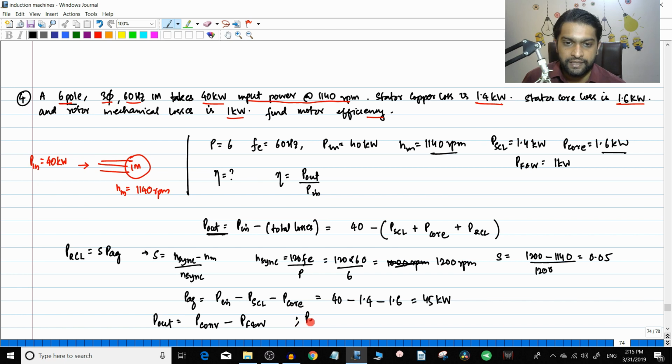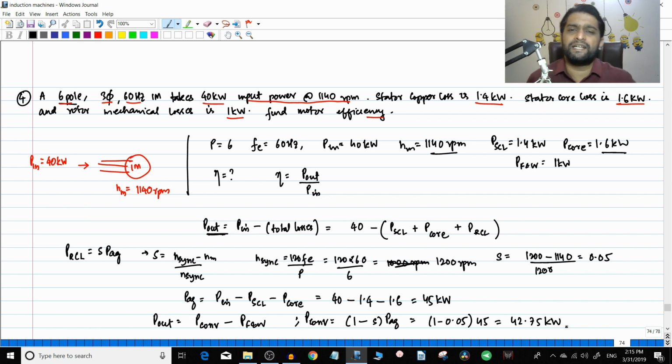So the converted power, P converted, is equal to (1 minus S) into PAG. You have these direct relations, so these formulas are very useful. So this will be equal to (1 minus 0.05) into PAG, which is 45 kilowatts. So from this you will get that value to be equal to 42.75 kilowatts. Okay, so the converted power is 42.75 kilowatts.